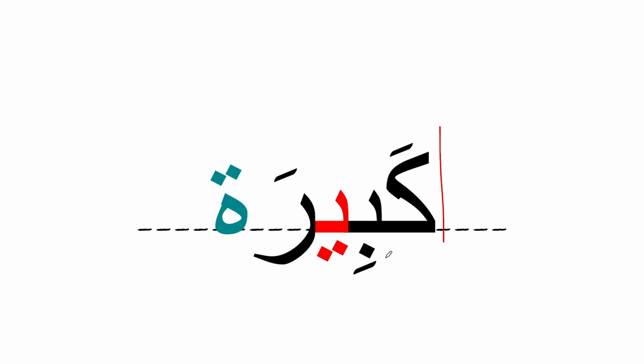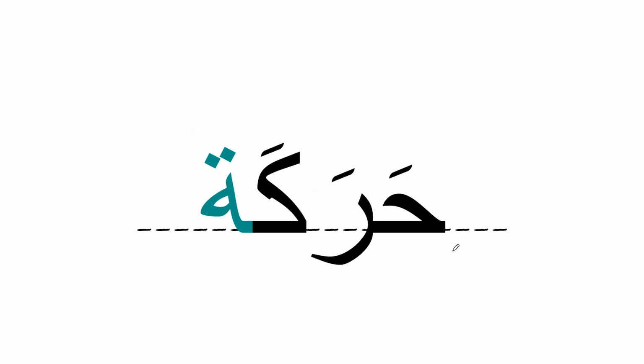I have a kasra here, so I'll put a partition right before it. And I have another fatha here, so that's another partition. So I have three syllables for that word. The first one is ka, and then bi, and then ra. Kabira, which means big, but for something that is feminine.